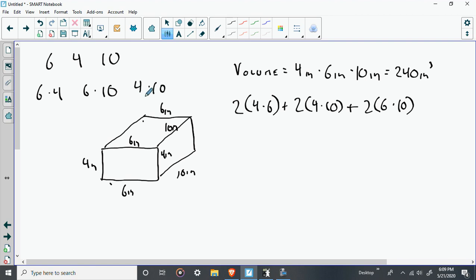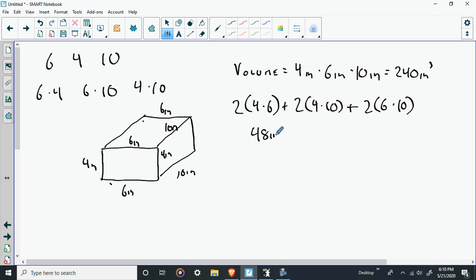And if you noticed, I got a 6 and a 4 twice, a 6 and a 10 twice, a 4 and a 10 twice. I need a left side and a right side, a top and a bottom, a front and a back. So the big thing is if you see those 3 dimensions, you're just looking for any way you can combine them. So 4 times 6 times 2, it doesn't matter what order you do it in, but 4 times 6 is 24, times 2 is going to be 48.